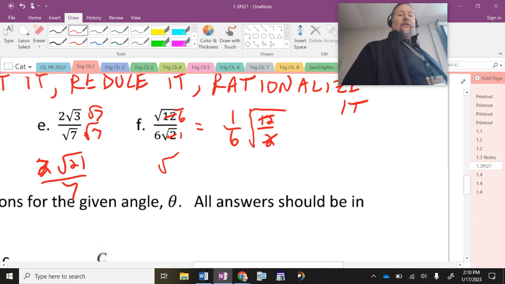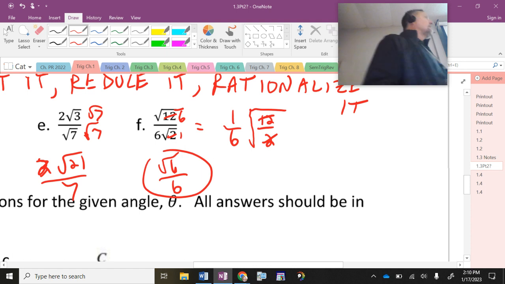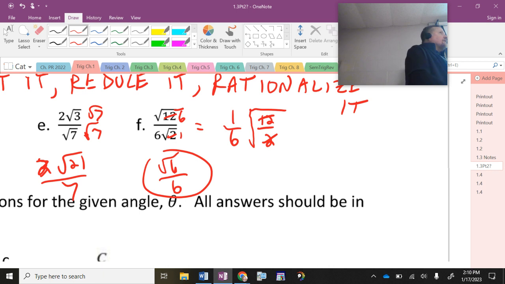So I didn't need really this. I could root over root. I can cancel them right now. And then notice what happens. 6 times root 1, which is 6. This is done. So actually reducing, maybe not have to rationalize.